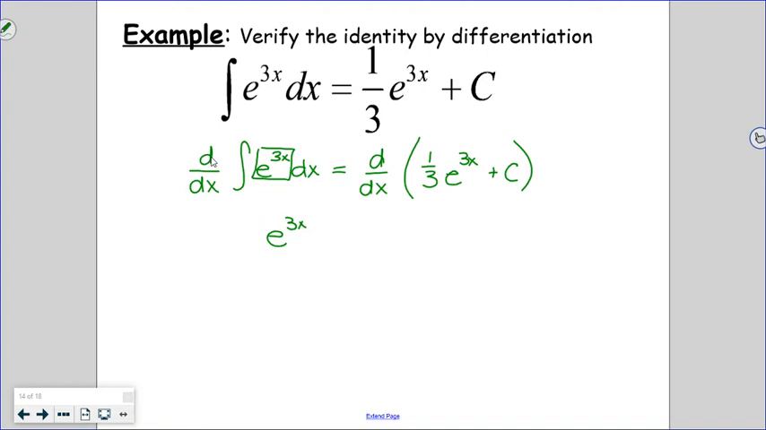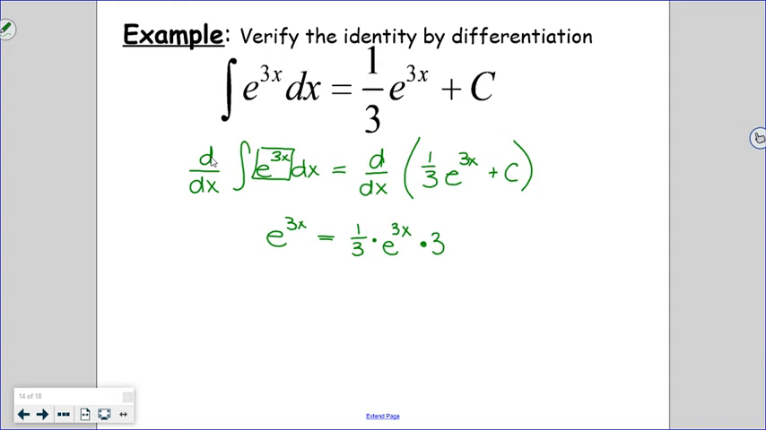Okay. As we look at the next one, it looks like we can do the derivative of each of those terms individually because it is separated by an addition. So let's start with our 1/3 e to the 3x. 1/3 is just a constant multiplier times the derivative of e to the 3x, which would be e to the 3x times the derivative of the inside, which is 3.